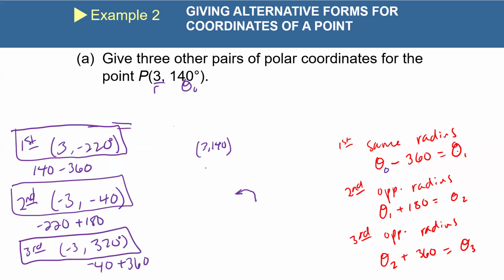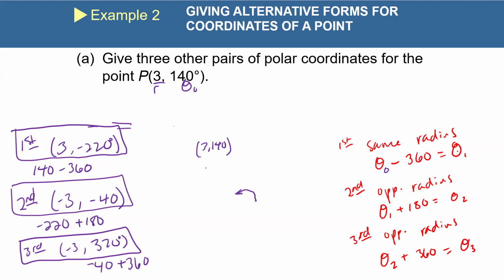All right. So let's talk about ways to do it. First off, don't look at the purple yet. Look at the red. If it asks you for polar coordinates, the easiest way to do it is to focus on the smallest three that you can create. The smallest three come from taking your original angle, same radius, and subtracting 360 from it. That'll give you one.